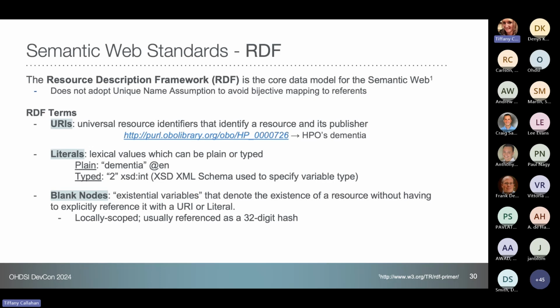And then finally, blank nodes are very fundamental, and we'll dive into some examples of what these are, but we can think of these as existential variables. They denote the existence of a resource without having to explicitly reference it or define it with a URI. And these are really fundamental to how OWL is created and how we connect logic in that sense. I'll show you a picture of what that means in a few slides.